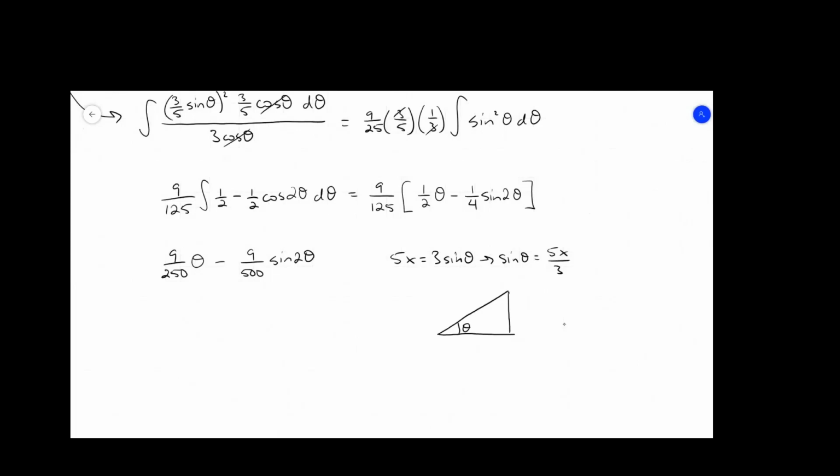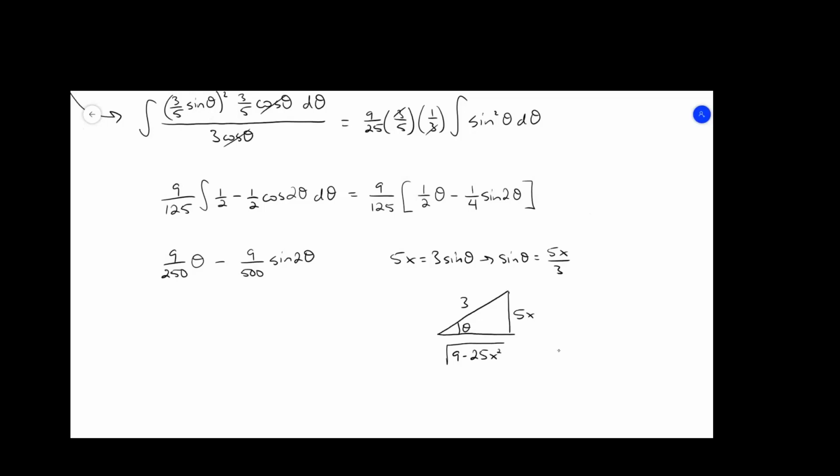That'll be 5x over 3, so sine is opposite over hypotenuse, right? And then by the Pythagorean theorem, you would square the hypotenuse and then subtract from that the square of the other side there, right? So 9 minus 25x squared. And again, if you notice, that quantity on that third side of the triangle is in fact the same as the radical term that we had in the original problem, right? Again, I have not found a problem where that doesn't happen, and I've done probably hundreds of these at least.